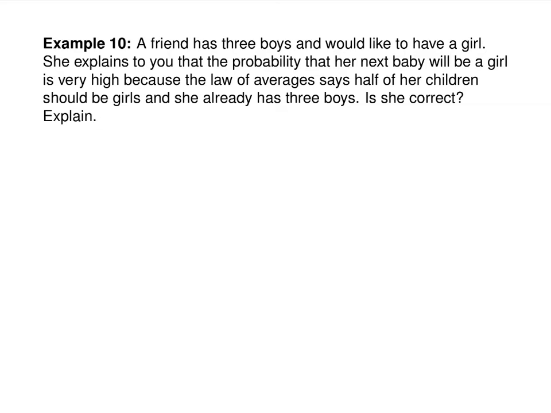Okay. Suppose a friend has 3 boys and would like to have a girl, and she says because she has already had 3 boys, she's definitely going to have a girl next. That's how one family in my hometown got 6 girls. That's how you end up with like 10 kids. Exactly. So, is this person right? Definitely not. The chances on the next baby are still half and half, right?